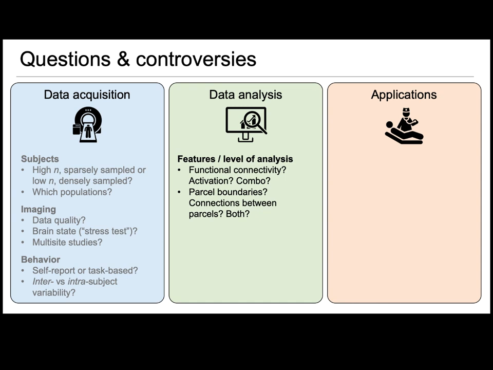So functional connectivity has gotten hugely popular, but we can still do classic task-based activation studies. And maybe we were a bit too quick to jump over to functional connectivity. Maybe there's more information to be had in the activation. And then specific to the connectivity stuff, there's debates going on right now about whether it's the connections between the nodes or the parcels or the parcel boundaries themselves.